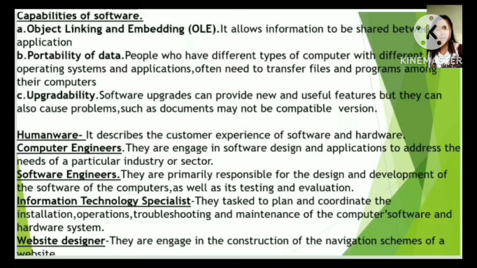Website designers are engaged in the construction of the navigation schemes of a website. It encompasses many different skills and disciplines in the production and maintenance of websites.